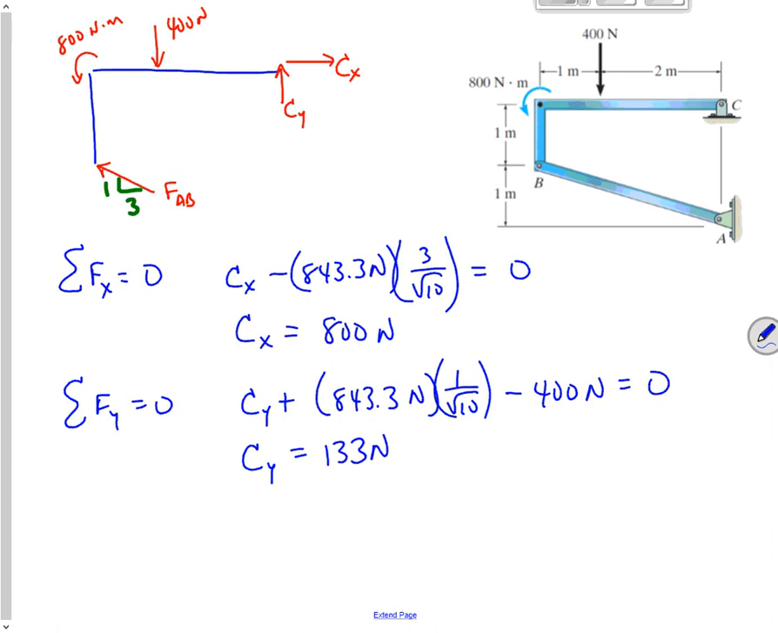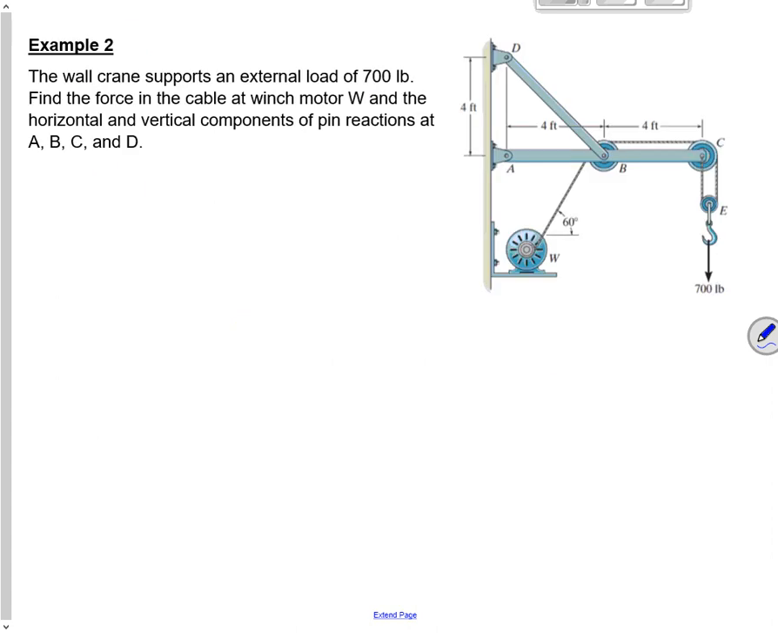So let's try another problem. This one's a little different. This one's a machine. It's a wall crane, supports an external load of 700 pounds over there on the hook at right. Find the force in the cable at winch motor W and the horizontal and vertical components of pin reactions at A, B, C, and D.